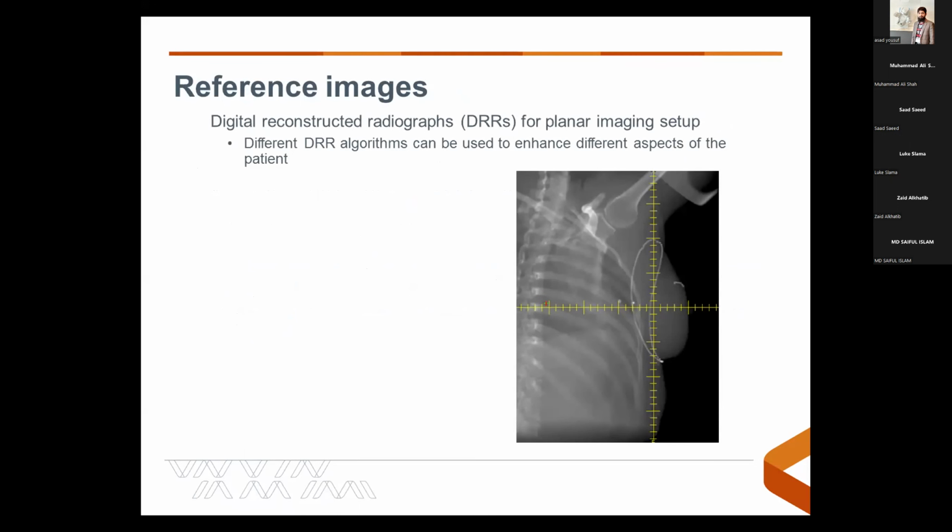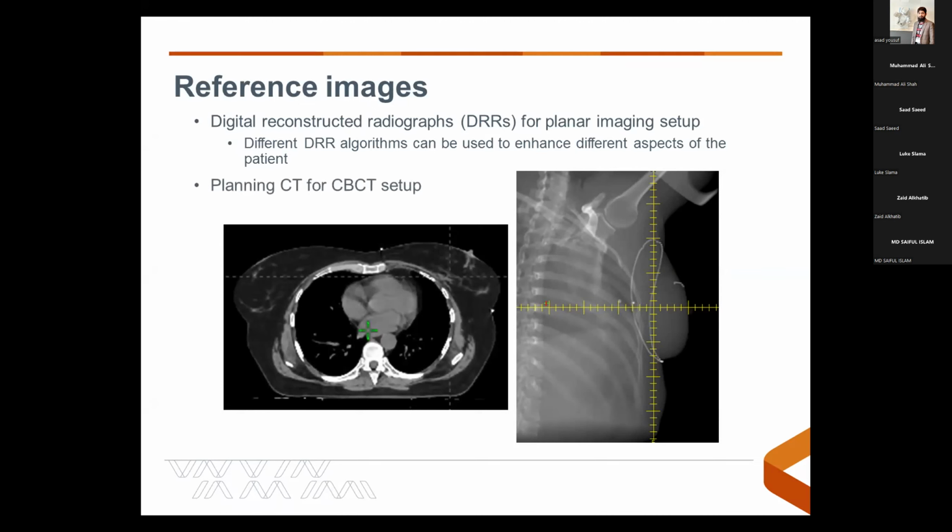So reference images for your image matching. Nowadays we have digital reconstructed radiographs or DRRs for planar imaging setup, and you can use different algorithms in your treatment planning system. So this basically uses the planning CT, and it will ray trace a KV beam through that planning CT using the setup geometry to create an image like this. And you can use different algorithms to enhance different aspects of the patient for your image matching procedures. And then the other option, you can use a planning CT, which you use for cone beam CT setup on the Linac.